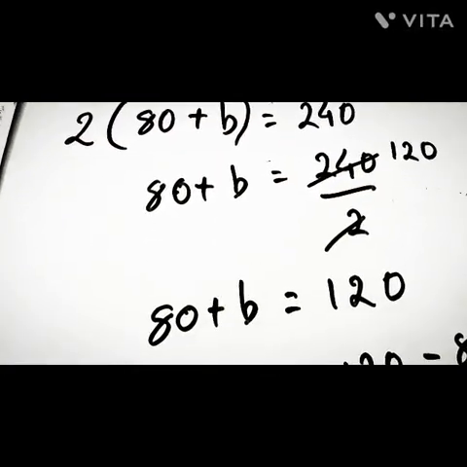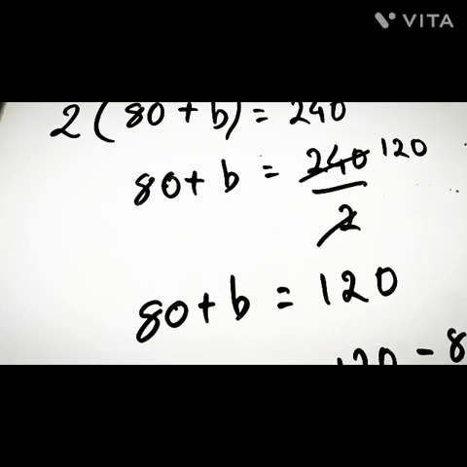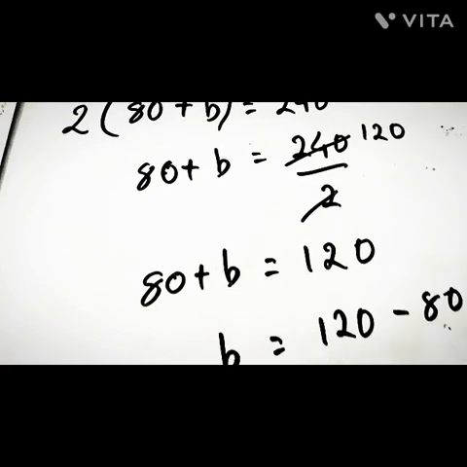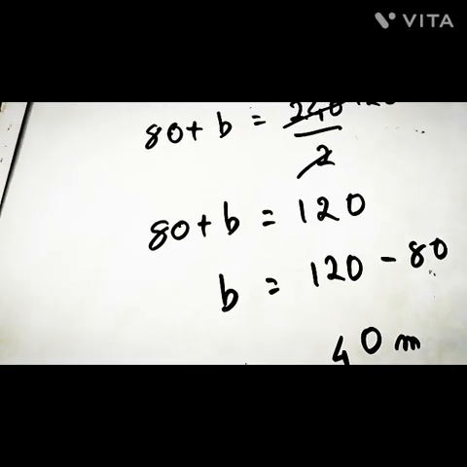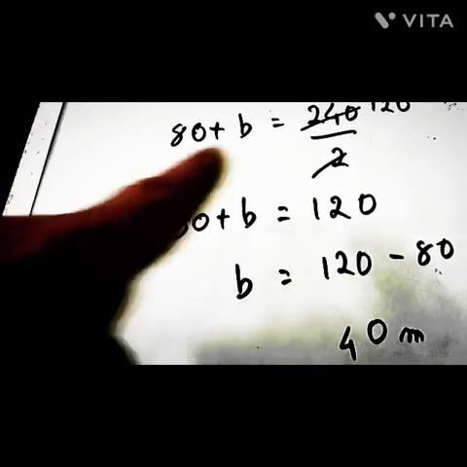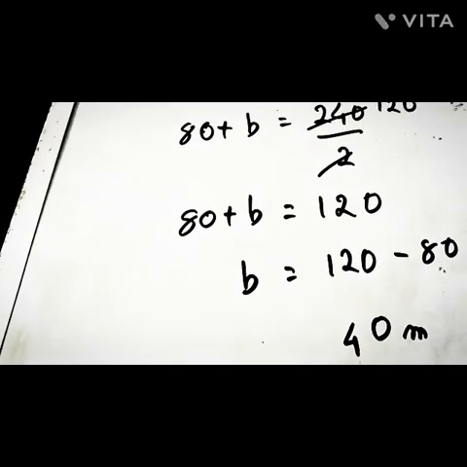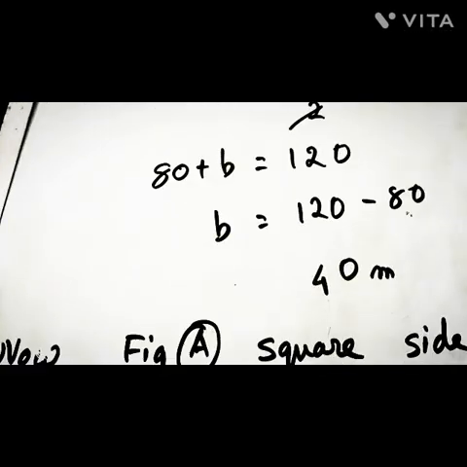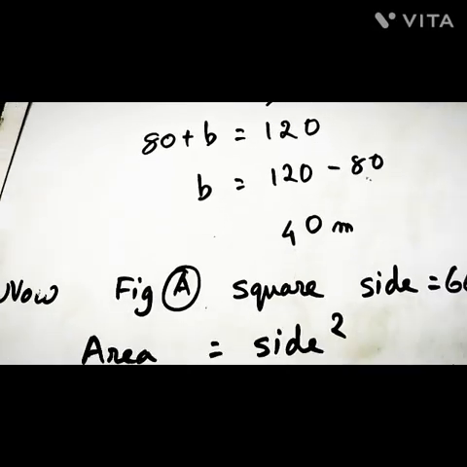So 240 divided by 2, 2 1 is 2, 2 2 is 4 and 0. So 2 12 is 2 120 is 240. So 80 plus B is 120, B breadth equal to, now this 80 is added. Now 80 goes to the other side, it becomes minus. Now it changes its sign from plus to minus as it has been transposed. So 120 minus 80 is 40 meters. So breadth we have found out as 40 meters.